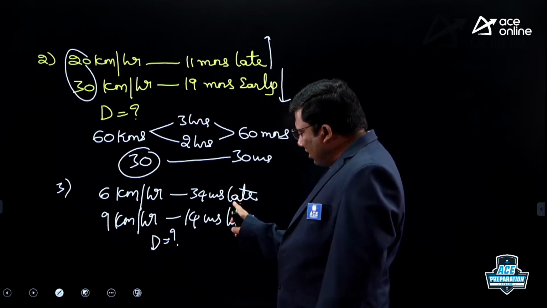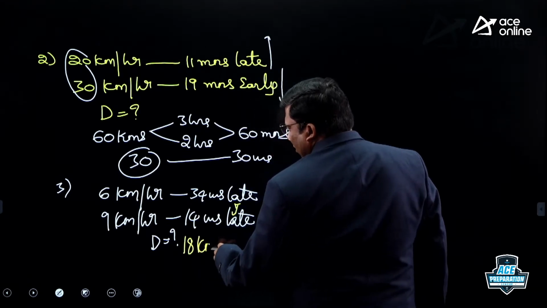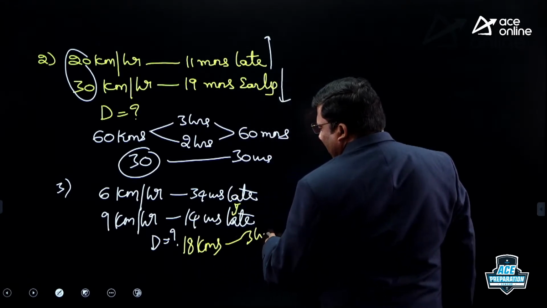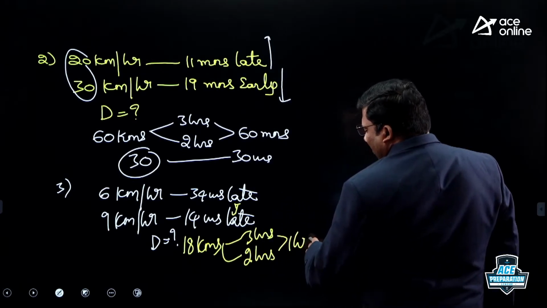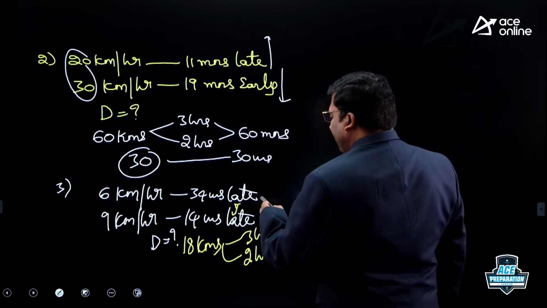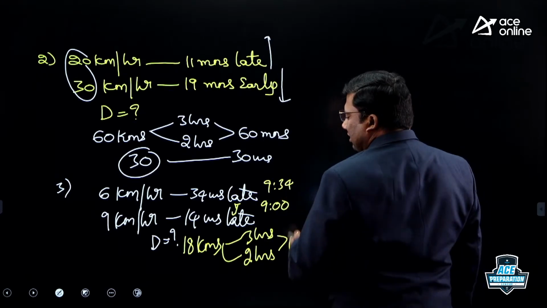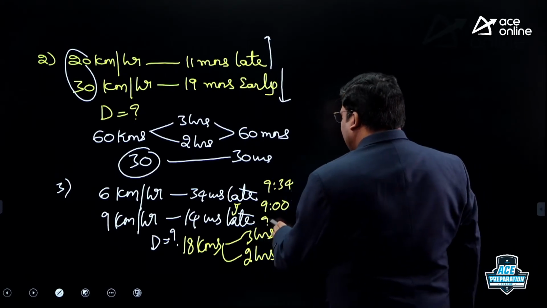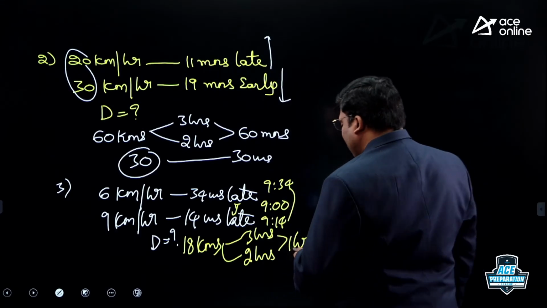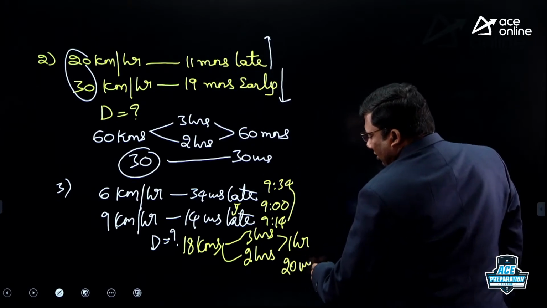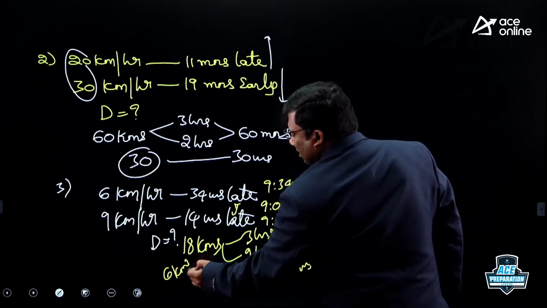Here the question is late and late. 6 and 9, the LCM is 18 kilometers. First day, 3 hours. Second day, 2 hours. Gap is 1 hour. Are you with me? If 9 o'clock is the office time, 34 minutes late is 9:34, and 14 minutes late is 9:14. What is the gap? 20 minutes. For 1 hour, 60 is becoming 18, so 20 by 3, 18 by 3, 6 kilometers.